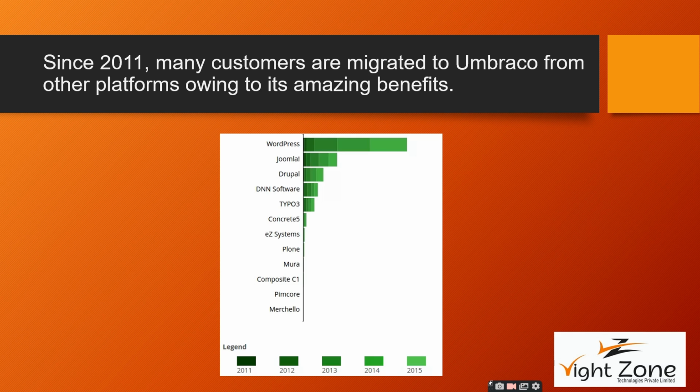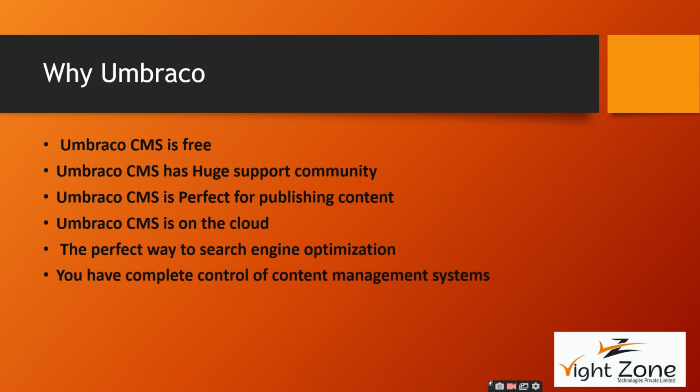The people who were using WordPress as their CMS system have migrated from their old CMS to the Umbraco CMS. Umbraco CMS is free, has a huge support community, and is perfect for publishing content. It also offers Umbraco Cloud, which is a very easy and efficient cloud for your CMS.